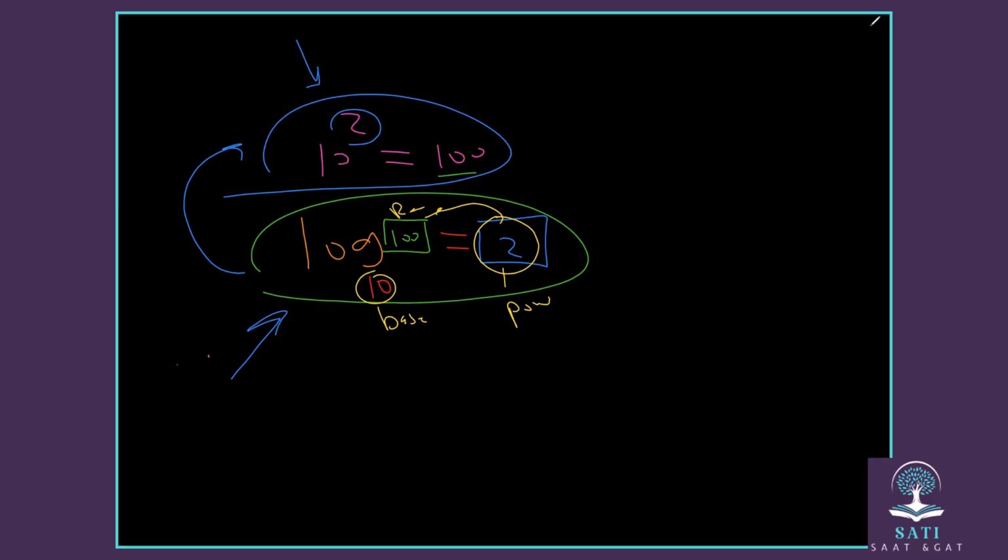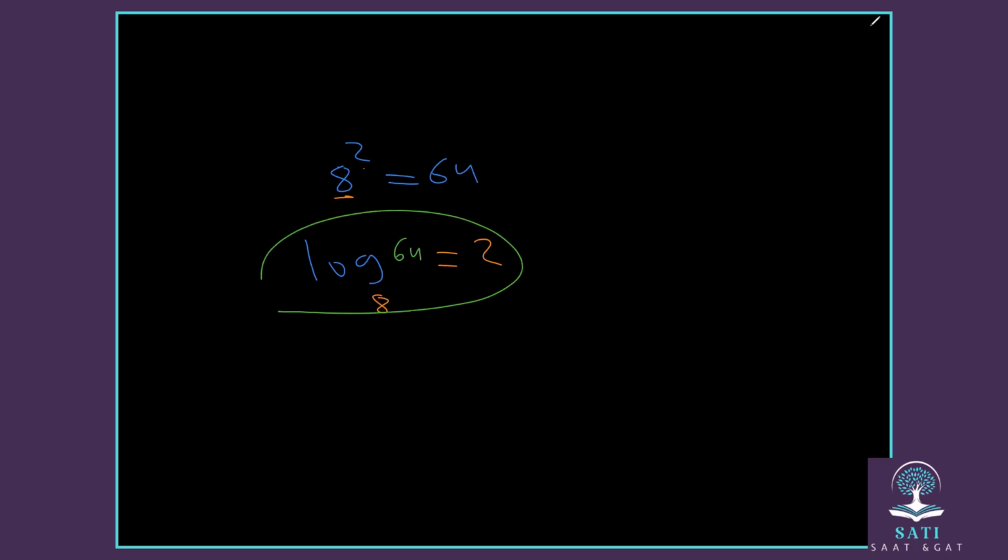Okay, look here now. If I tell you now 8 power 2 equals 64, change it into the logarithmic way. You are going to change it to log. What is the base here? The base here is 8, so you write it here. And what is the power? The power is 2, so you write it after the equal. Good. And what is the result? The result is 64, you write it here. So this is now how it becomes.